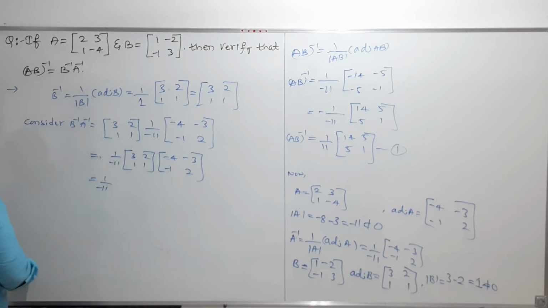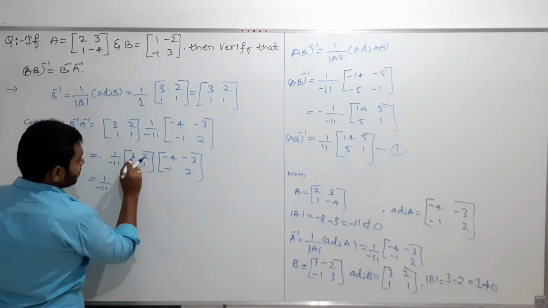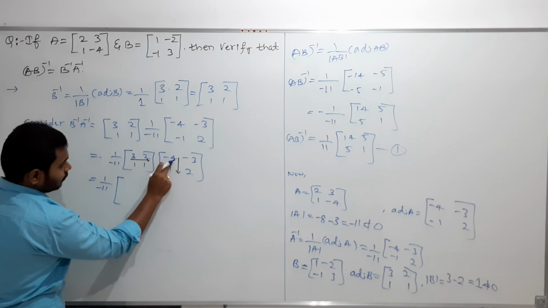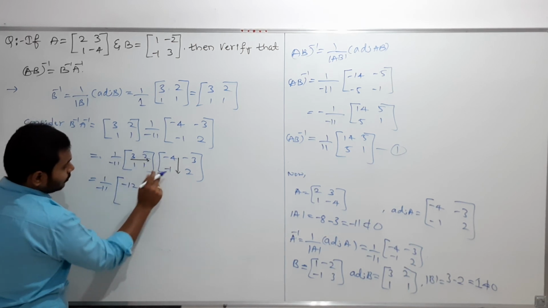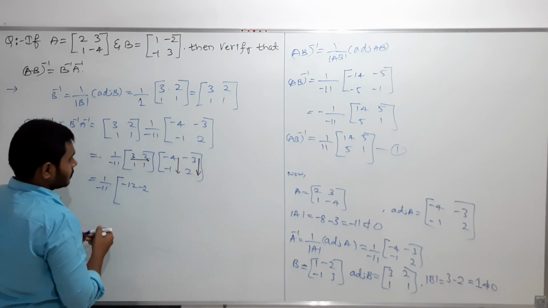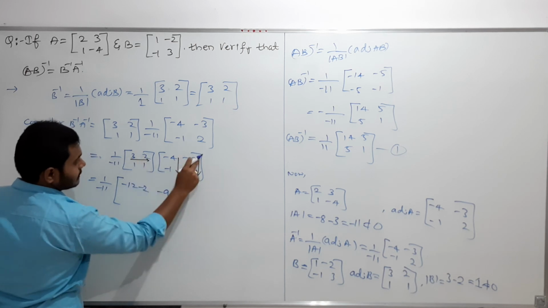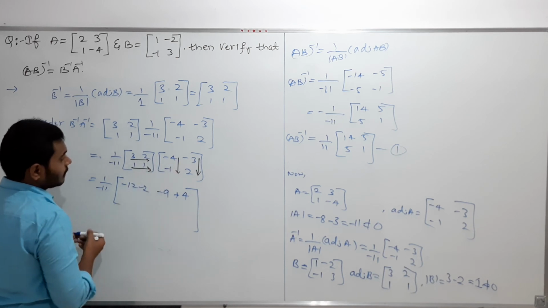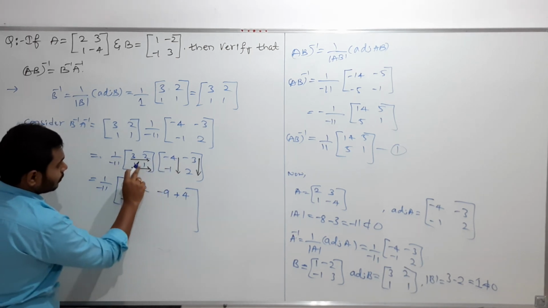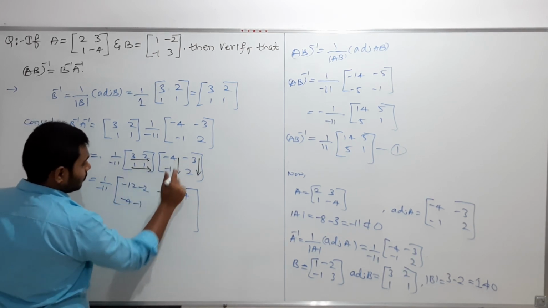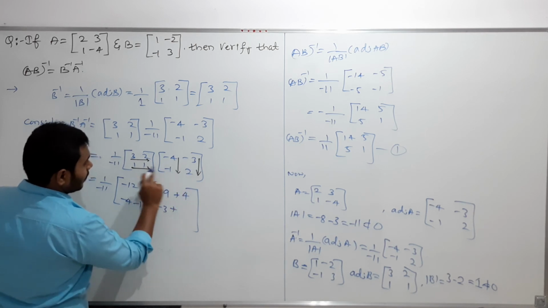Now multiply these two. Again it is row by column. What is the formula we have? If I want to multiply two matrices, it is first row by first column. So 3 into minus 4 is minus 12, and 2 into minus 1 is minus 2. First row second column: 3 into minus 3 is minus 9, plus 2 into 2 is 4. Clear? Next, second row first column: 1 into minus 4 is minus 4, 1 into minus 1 is minus 1. Next, second row second column: 1 into minus 3 is minus 3, plus 1 into 2 is 2.